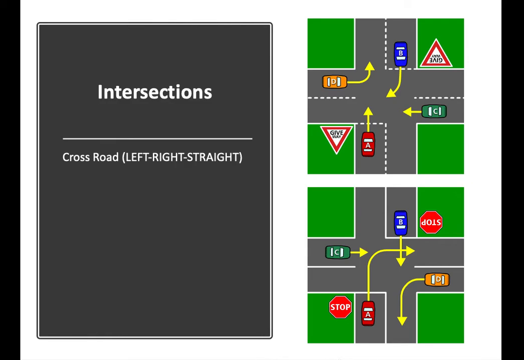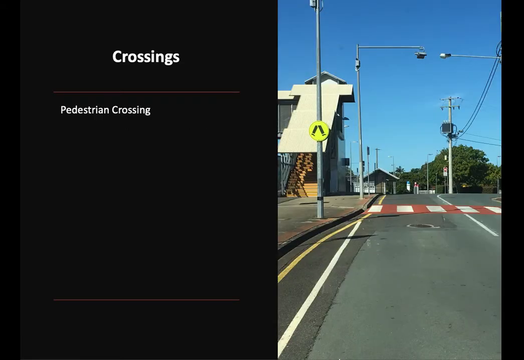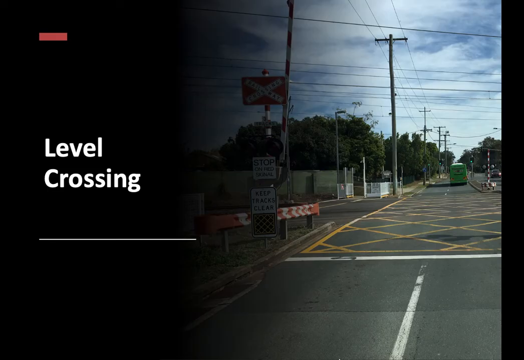Continuing in our section on intersections from the specific driving situations: crossroads, left, right, and straight ahead. T-sections, left, right, okay, not straight ahead. Apologies for that one. Crossings: pedestrian crossings, children's crossings, level crossings.